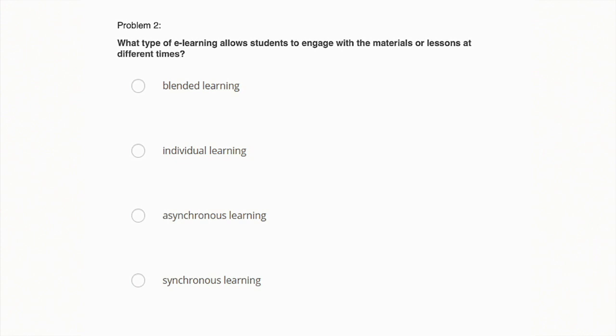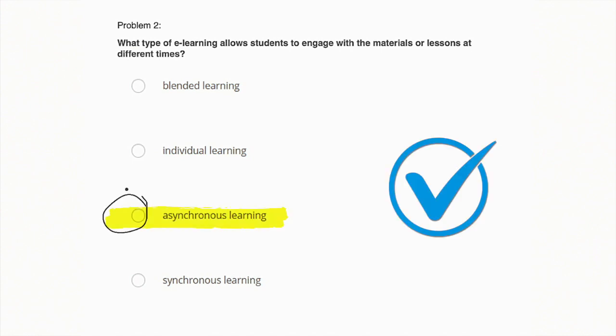All right, now for problem two, the question asks, what type of e-learning allows students to engage with the materials or lessons at different times? Blended learning, individual learning, asynchronous learning, or synchronous learning. We're looking for the option that will let students engage with the materials in a self-paced sort of format on their own time. And the best answer for that is asynchronous learning. Asynchronous would mean sort of out of synchronicity, right? So at their own pace.